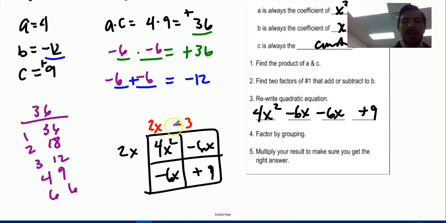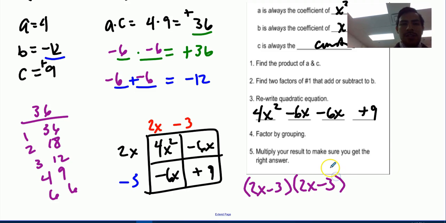Now, this last part, negative 6x plus 9, I need to see what comes out of negative 6 and 9. I think they're both 3, but I'm going to take out a negative 3. Now let's check to see if I got the right answer. Negative 3 times 2x is negative 6x. Negative 3 times negative 3 is a positive 9. I'm always going to check my answer to make sure it multiplies out to what I want. So my final answer here is going to be (2x minus 3)(2x minus 3).